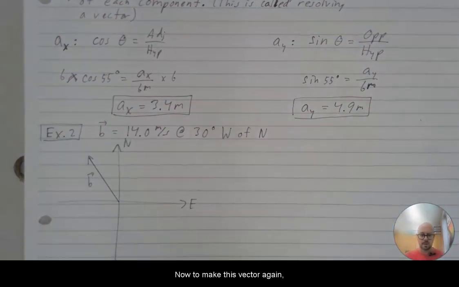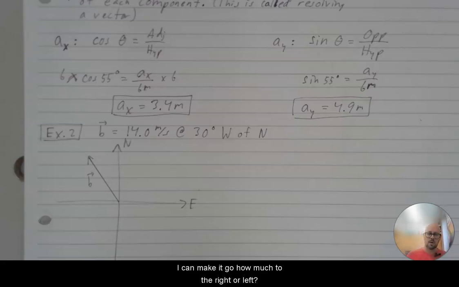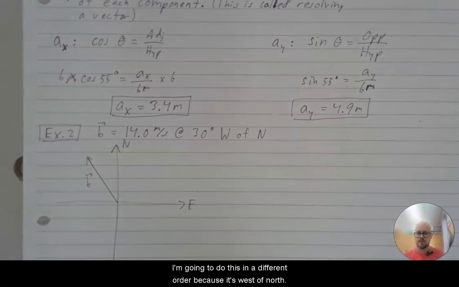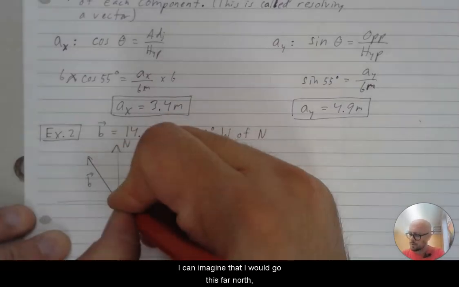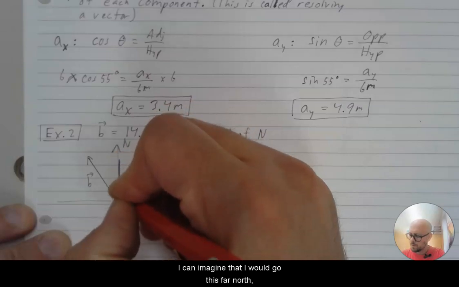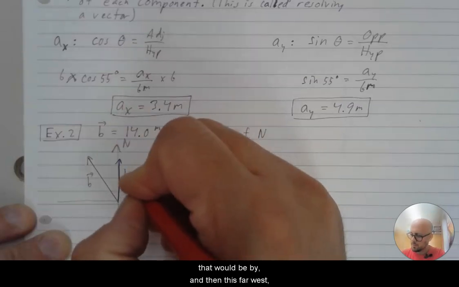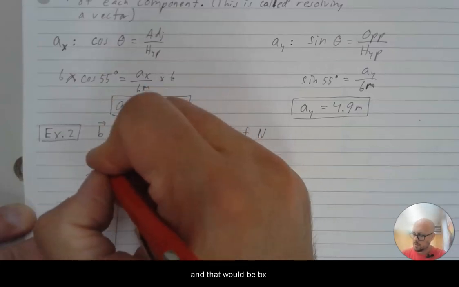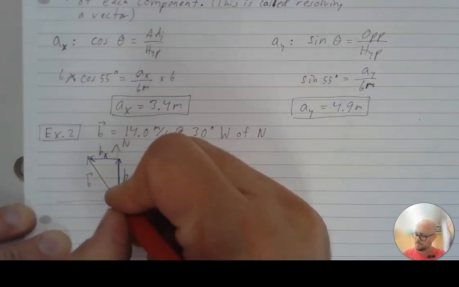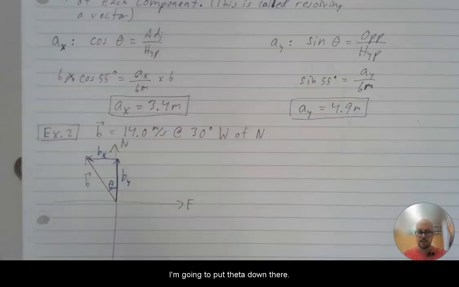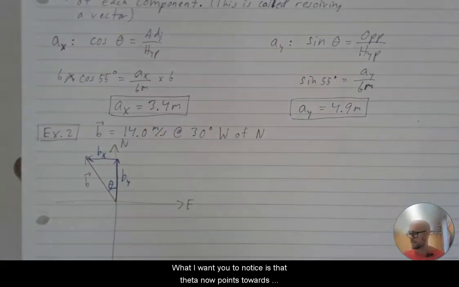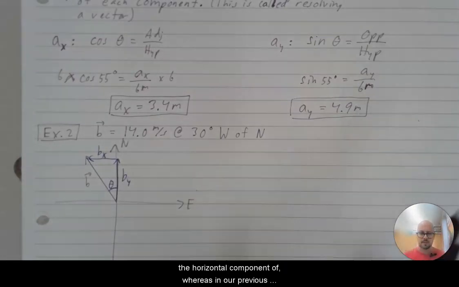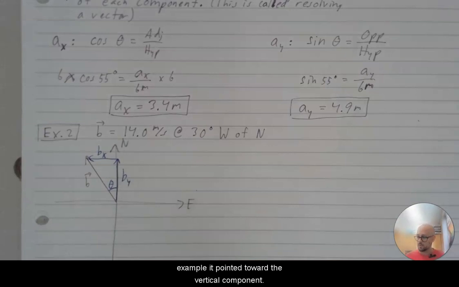Now, to make this vector, again, I can make it go how much to the right or left, how much up or down. I'm going to do this in a different order. Because it's west of north, I can imagine that I would go this far north. That would be BY. And then this far west, and that would be BX. I'm going to put theta down there. What I want you to notice is that theta now points towards the horizontal component, whereas in our previous example, it pointed toward the vertical component.